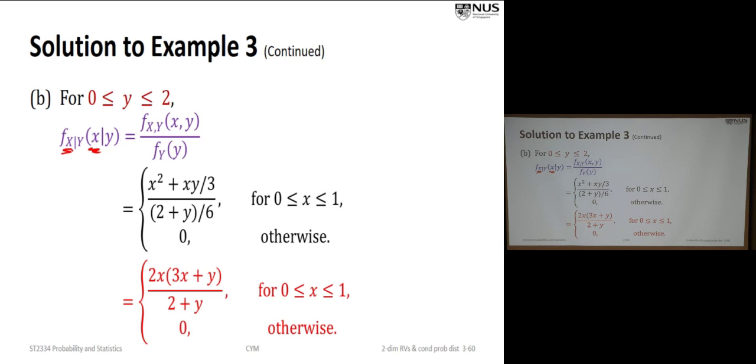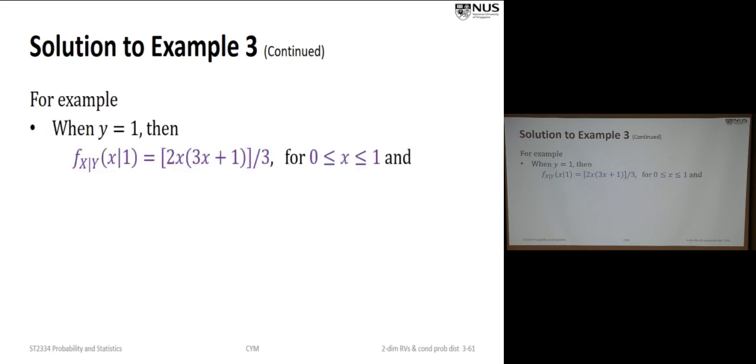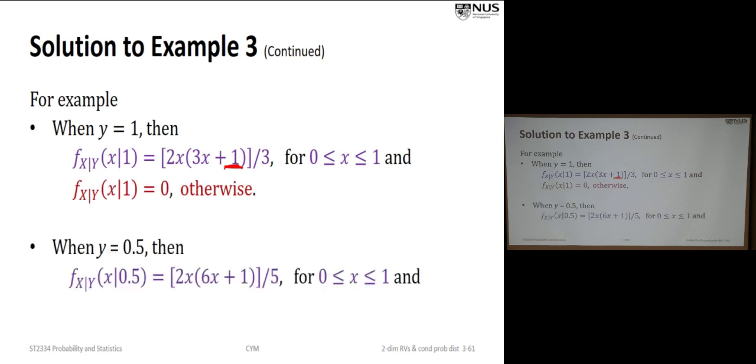So when y is between 0 and 2, and x is between 0 and 1, then this is the conditional distribution of x given y. And here I take some example. If y equals 1, I substitute y equals 1, so that is the expression. If y equals 0.5, then I get this. And they are not the same. They are not the same.